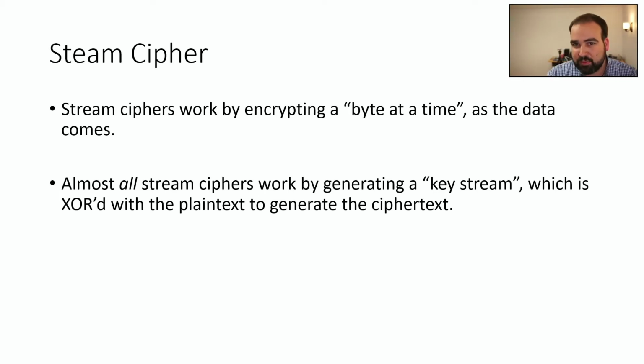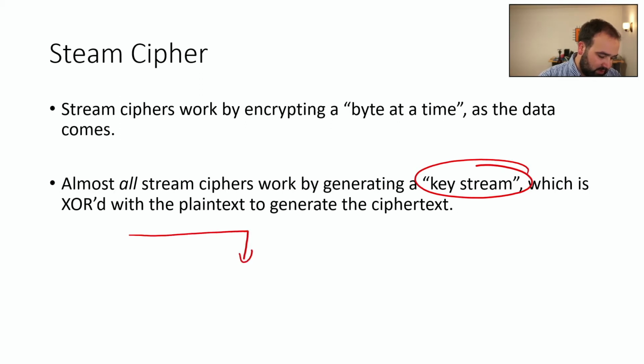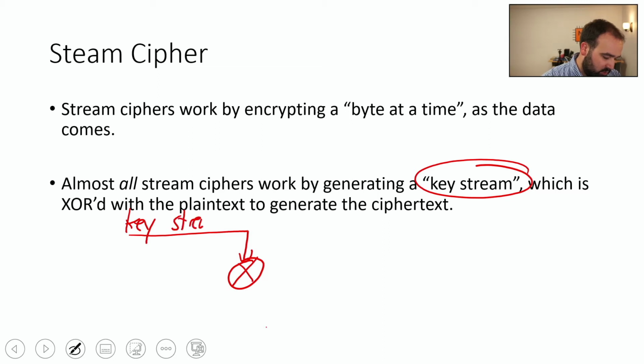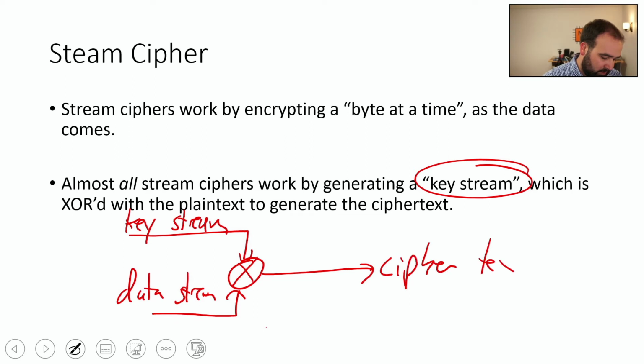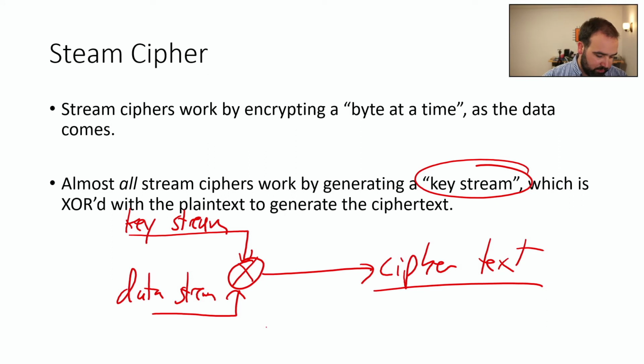There's no maximum, there's no block size. You can encrypt 5 bytes, 200 bytes, 201 bytes, 202 bytes. Most of the time how this works in practice is that they generate a key stream, and that key stream is basically XOR'd. So if we have a key stream here, it gets XOR'd in with our data stream. And then we have our ciphertext.